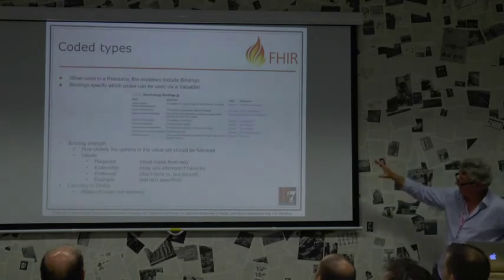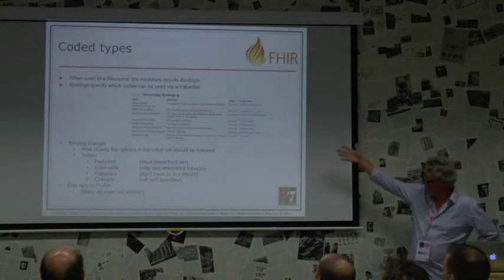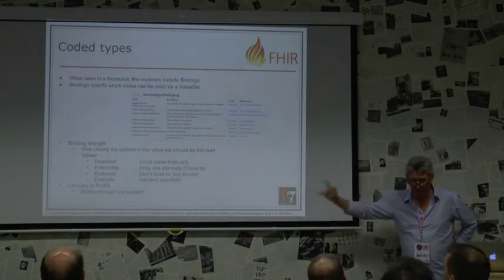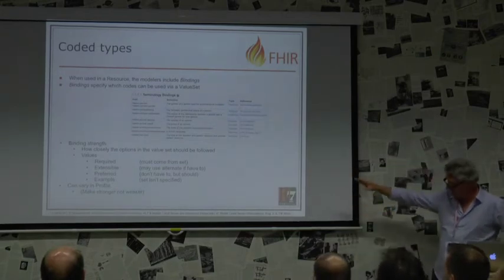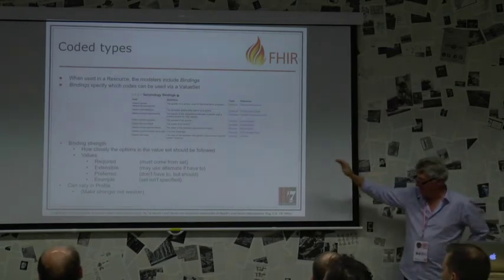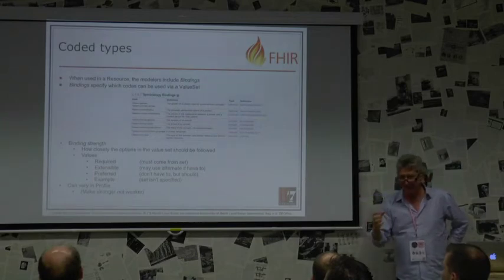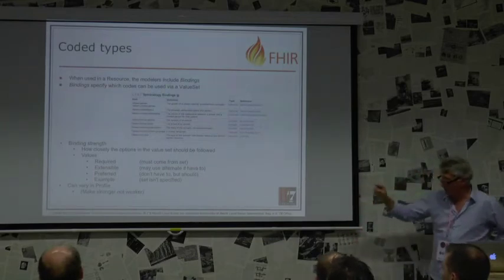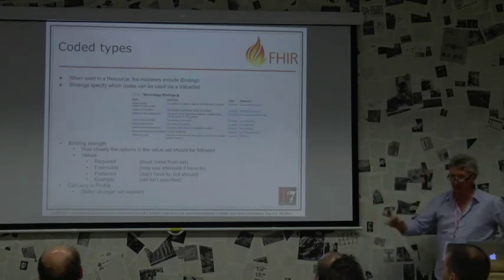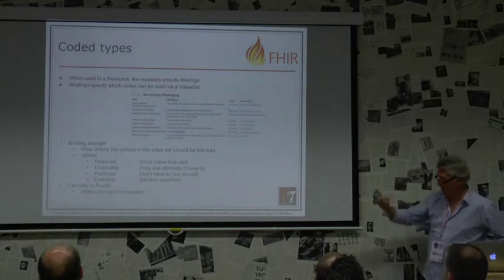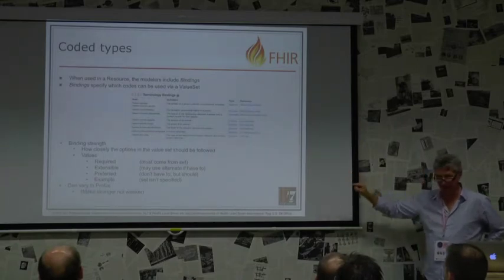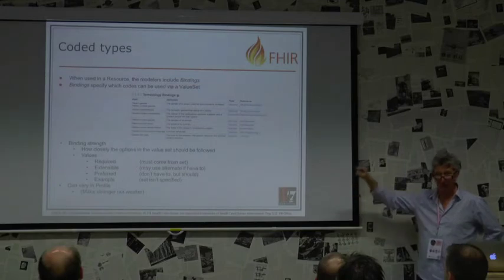Just a reminder about the terminology bindings in the actual specification, and this concept of binding strength. Again, something you want to think about right now. There are the various options here: required, extensible, preferred, example, and they're basically meaning that if something is required, then it must come from that set and no other. Now, what you can do in your profile is modify these binding strengths. You can make them stronger, you can't make them weaker. So what you can't do in a profile is take a binding that's required in the specification and make it extensible. But you can make something which is extensible required.